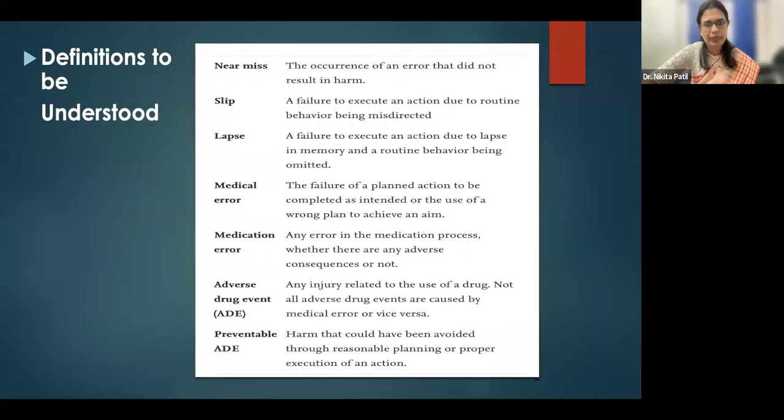Medication error: an error in the medication process, whether there are adverse consequences or not. This is what we are learning. Now, what is an adverse drug event? Here, my dose is perfect. My drug is perfect. What went wrong is the sensitivity of the patient, so he reacted otherwise. For the same dose, my other patient will not have any reaction, but this patient has a sensitivity and will develop a rash. Then there is preventable adverse drug event: harm that could have been avoided through reasonable planning. If I know the patient is allergic, if I take a good history, I come to know he is allergic to this, and then avoid giving it. So, preventable adverse drug events.